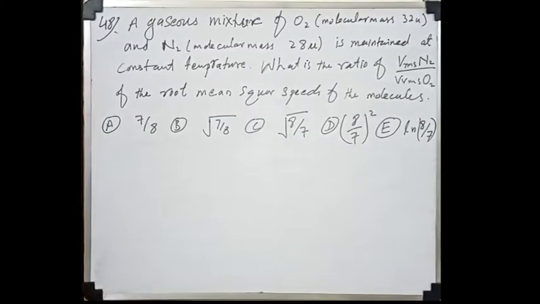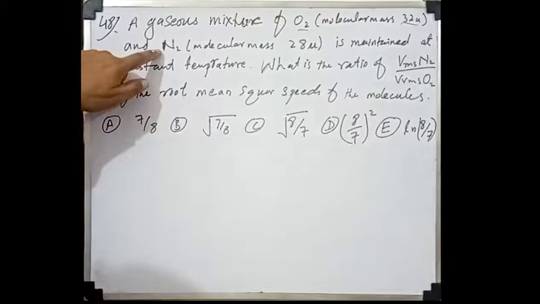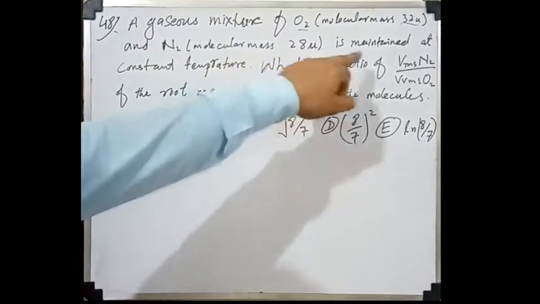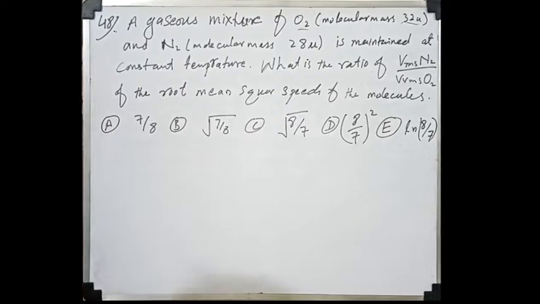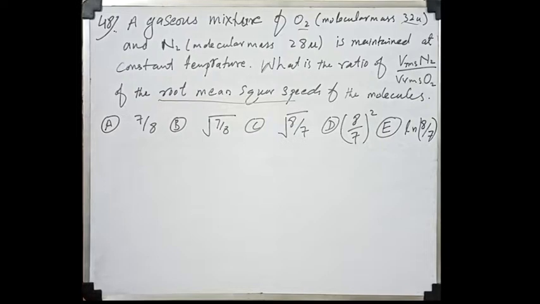Next problem is 48. A gaseous mixture of oxygen O2 having molecular mass 32 and nitrogen N2 having molecular mass 28 u is maintained at constant temperature. What is the ratio of Vrms of N2 over Vrms of O2? Vrms is the root mean square speed of these molecules. We have a gaseous mixture of nitrogen and oxygen, maintained at a constant temperature, and we have to find the ratio of their root mean square speeds.